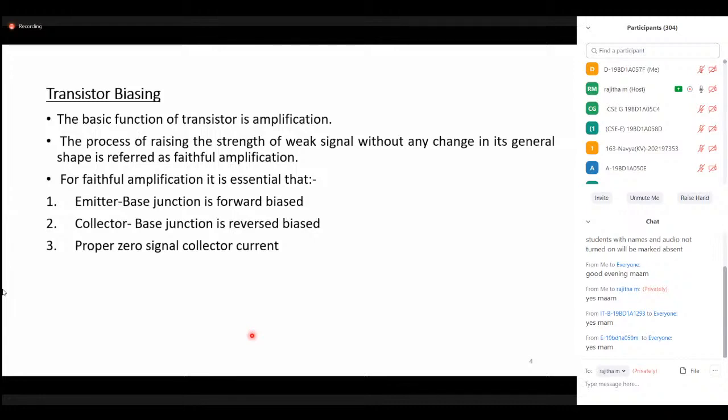With that, the operating point is fixed at the center of the load line, and then we apply the AC signal. When I apply the AC signal, the weak signal is superimposed on the DC voltages and the DC currents. Then we have faithful amplification. So the shape of the waveform will be maintained like the input waveform, with the amplified voltage. The signal strength is amplified at the output.